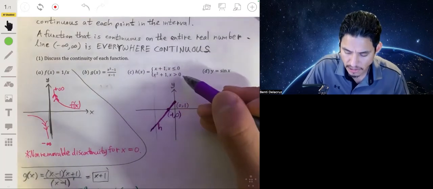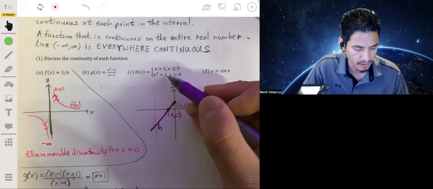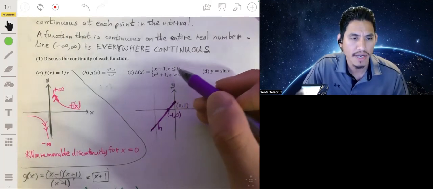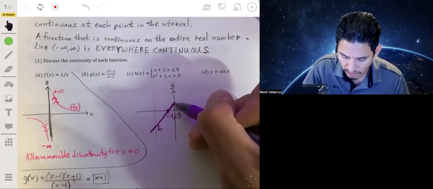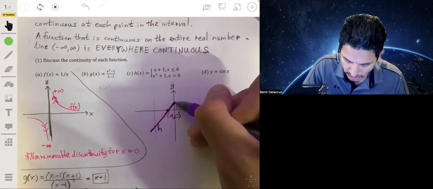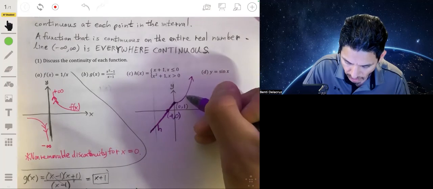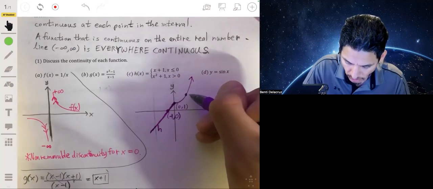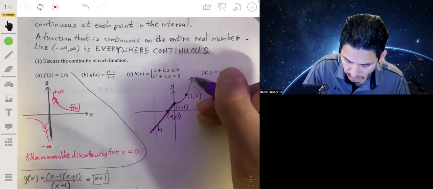Now to the right, we have x squared plus 1 as our equation. And this is just a parabola with its vertex at 0, 1. So it goes like this. If you plug x equals 1 in here, it would go through the point 1, 2 and veer off just like that.